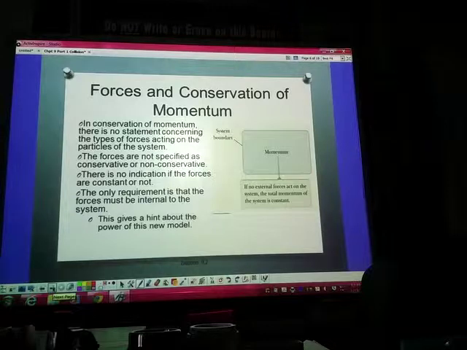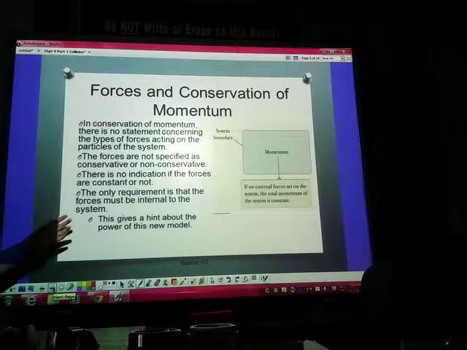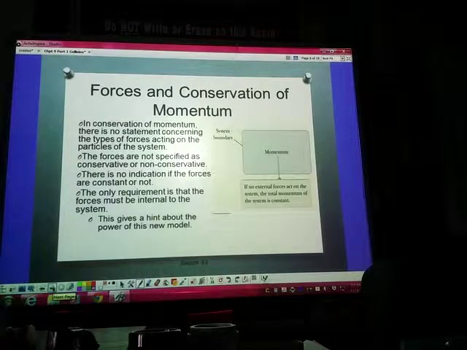When we talk about the type of force that's being applied to a system, and we're focusing on that system's momentum, then in the conservation of momentum, there's really nothing that tells us the type of force that's acting on a particle. So it's not telling me if it's friction, it's not telling me if it's the normal force. I don't really care so much that it's the weight force.